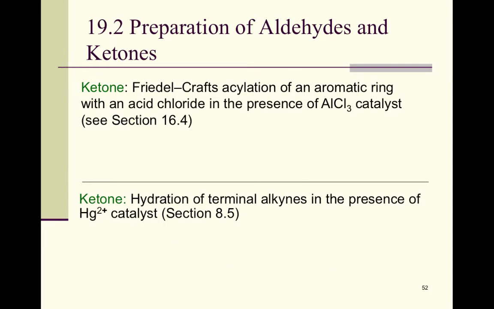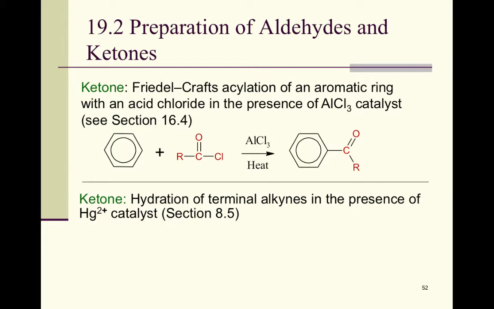Another way to make a ketone, we learned this back in section 16.4, is a Friedel-Crafts acylation of an aromatic ring, aluminum chloride in the presence of some heat. So I would have you pause the video and write the product on this. You've seen this one before, so hopefully you remember that pretty well. And there we have Friedel-Crafts acylation. The connecting point is where the halogen was.